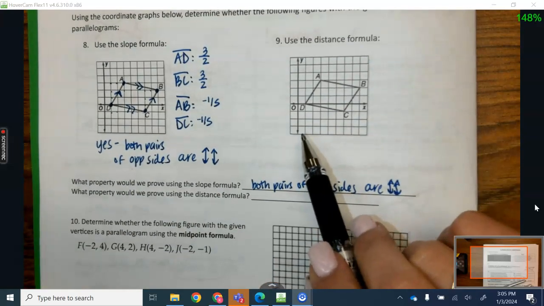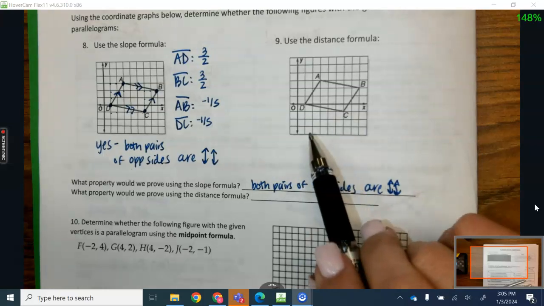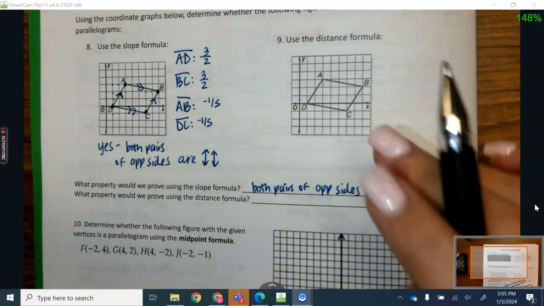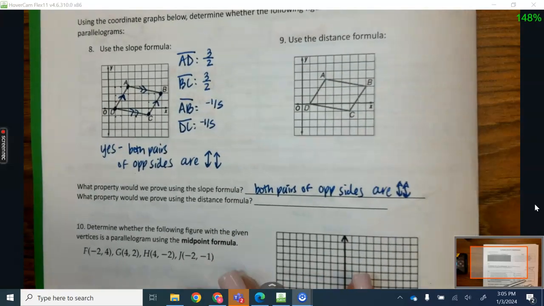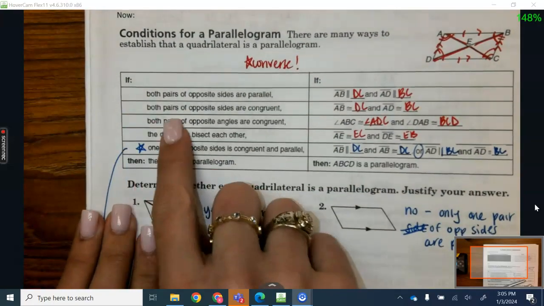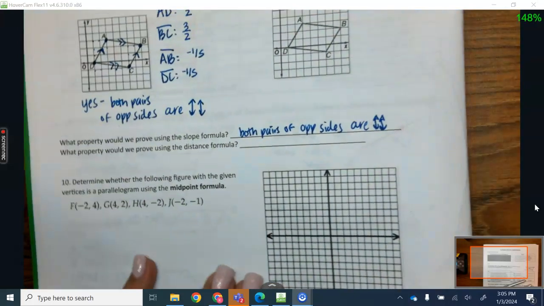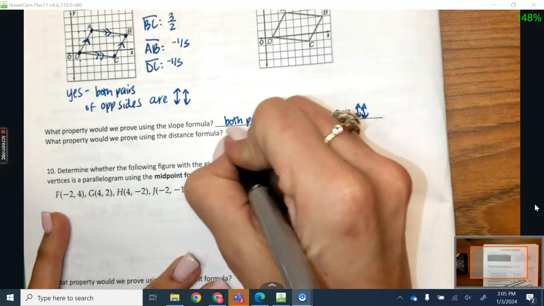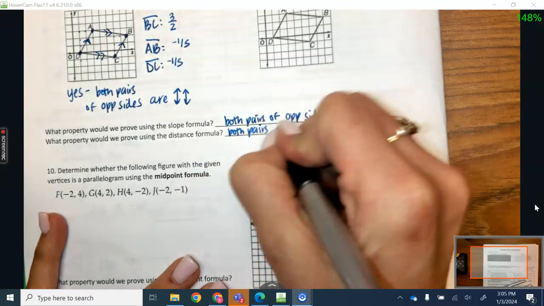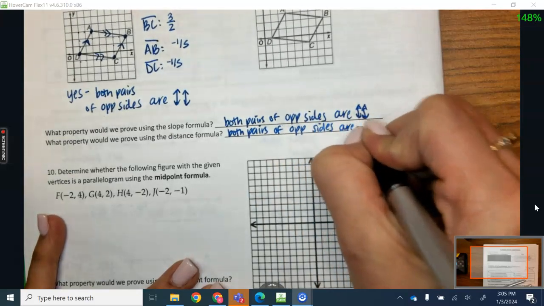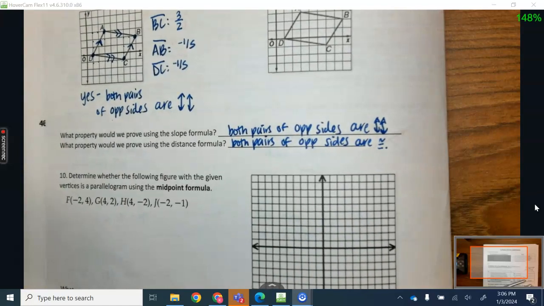But look at our next question. Now, same figure, we want to find the distance of each side. If I'm using the distance formula, distance is the length, right? The measure of the sides. So the property that would go with that is if both pairs of opposite sides are congruent. So when I use my distance formula, that is the property that I'm proving. Both pairs of opposite sides are congruent.